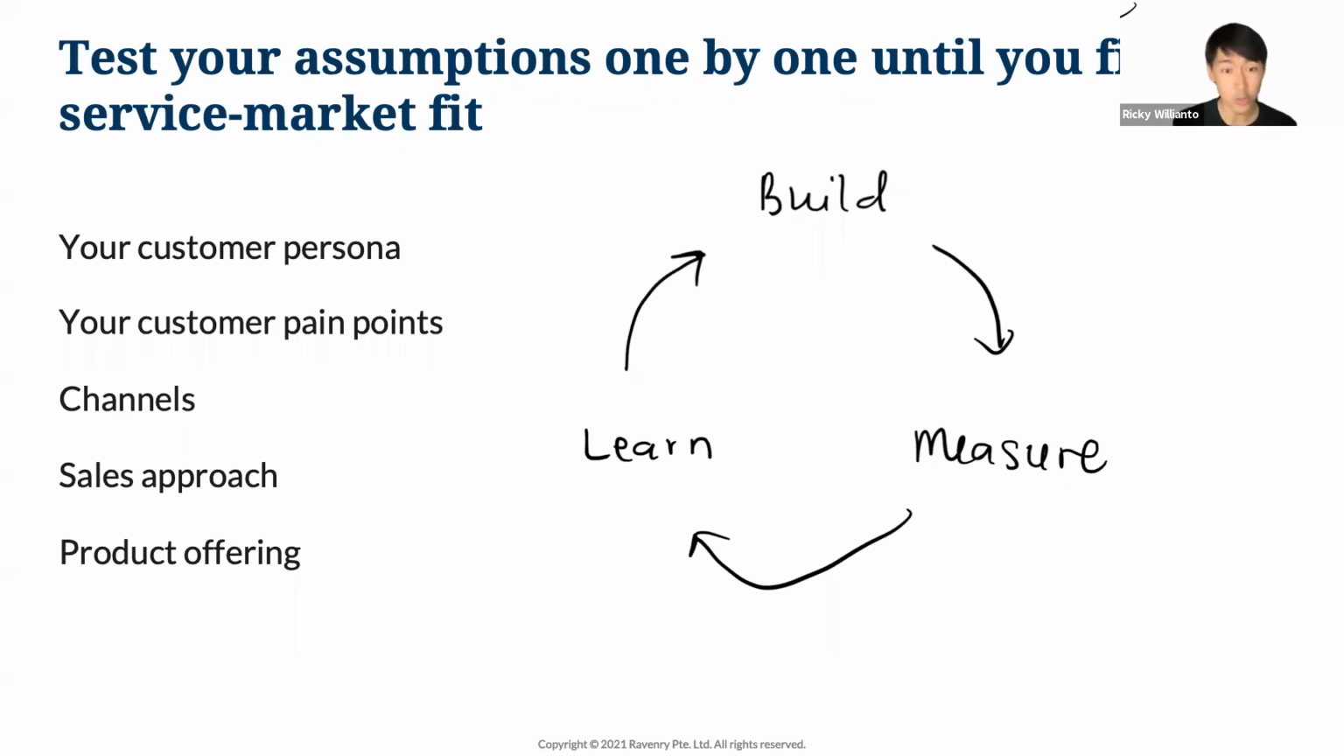All you need at the beginning is just 1 customer segment and 1 offering that works. Your goal is to achieve that. But to achieve that, you need to be able to tweak, iterate, and make changes to your customer persona, the customer pain point that you want to address, the channel, the way you sell, and your product or service offering itself. So you want to keep going through this cycle as quickly as possible and make sure that your offering gets closer and closer to that service market fit.